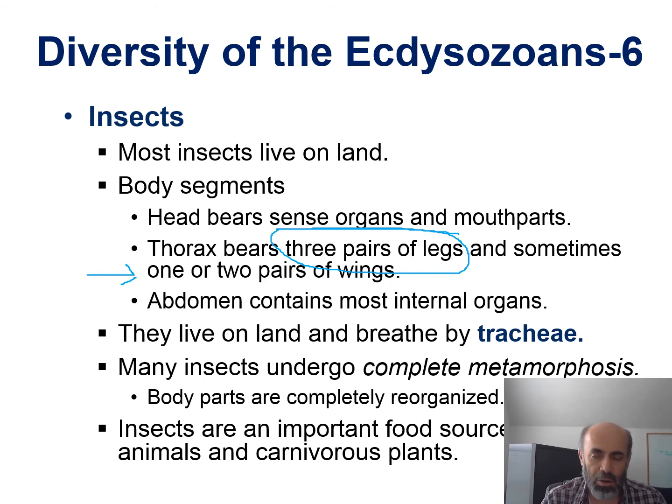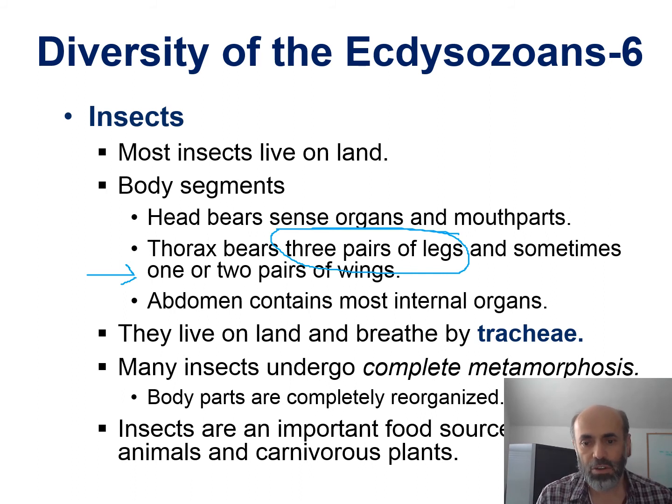Tracheae are tiny tubes inside the body. The air goes inside the body through tiny spiracles, which are tiny holes on the sides of the insects. Tracheae are internal tubes that divide and divide further into smaller and smaller tubes, to the level where gas exchange can take place with the cells.